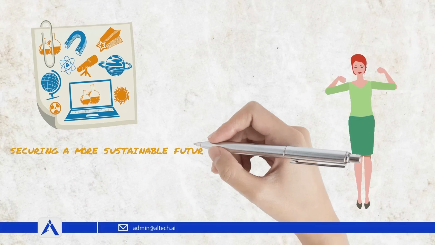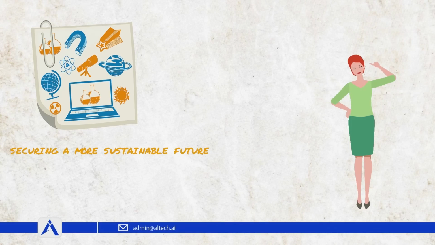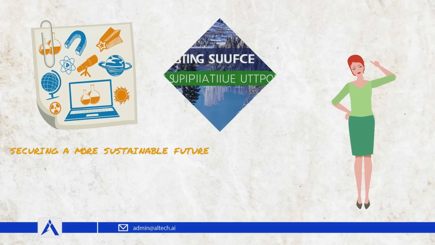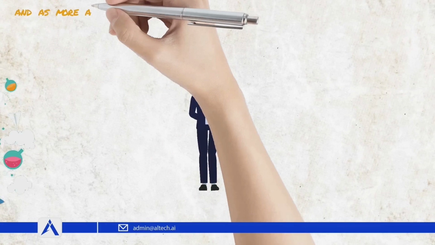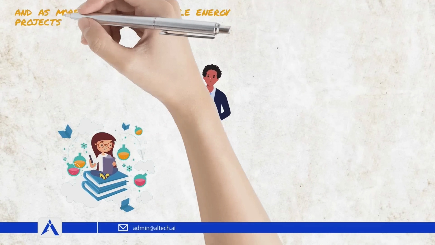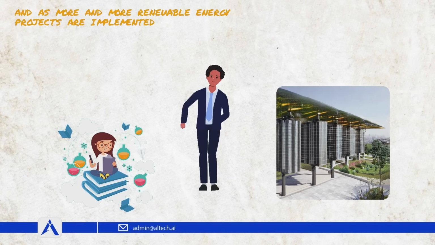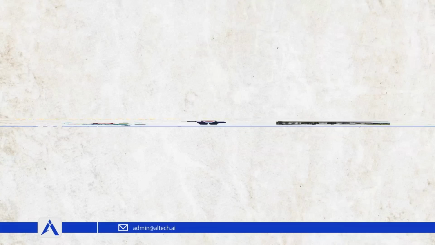Renewable energy infrastructure is often hailed for its practical benefits, reducing carbon emissions and securing a more sustainable future. But it's not just functional, it can also be beautiful. In fact, according to a recent study, solar panels and wind turbines are some of the most aesthetically pleasing forms of infrastructure. And as more and more renewable energy projects are implemented across the globe, architects and designers are finding new ways to integrate them into our urban landscapes.